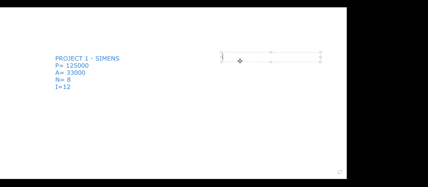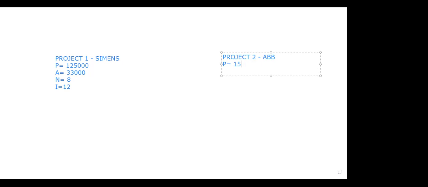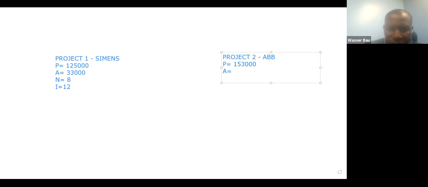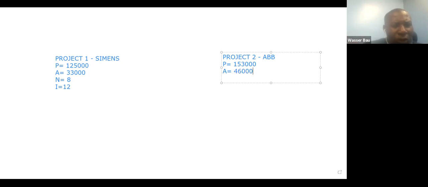So project 2, from ABB. And what's the P? 153,000. And what's the annual savings? 46,000. You know that this annual savings, you must have done your downstream calculation.